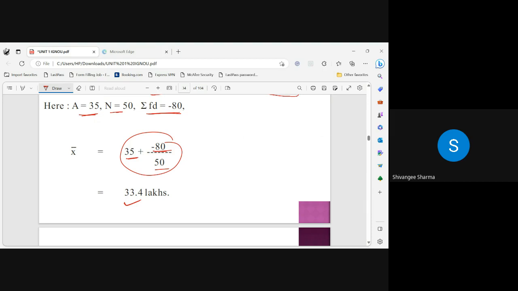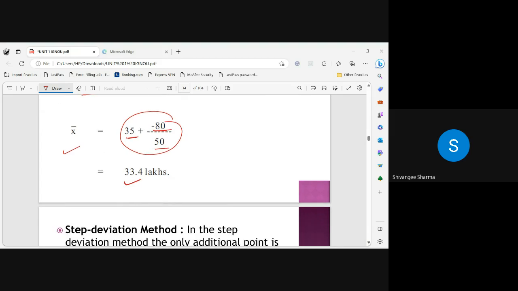The answer will be the same from the shortcut method or from the long method. But if the values are very large, then we can use the shortcut method. But I think calculators are allowed in your examination. So it's up to you whether you use the shortcut method or the simple method for calculating the mean.